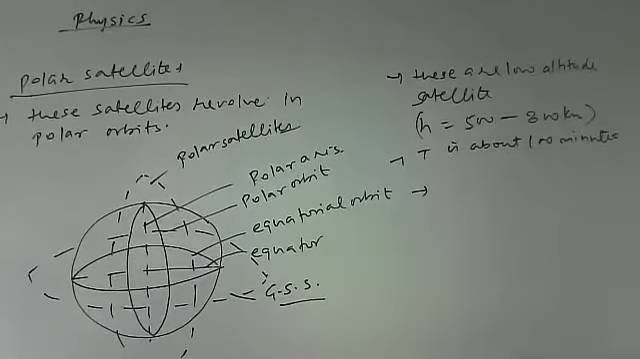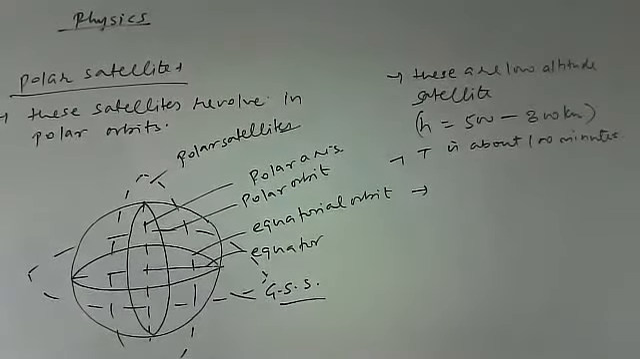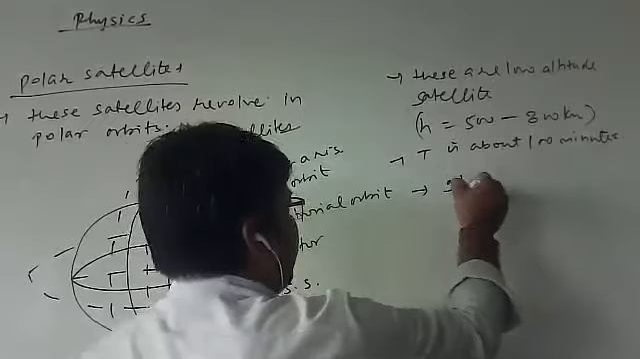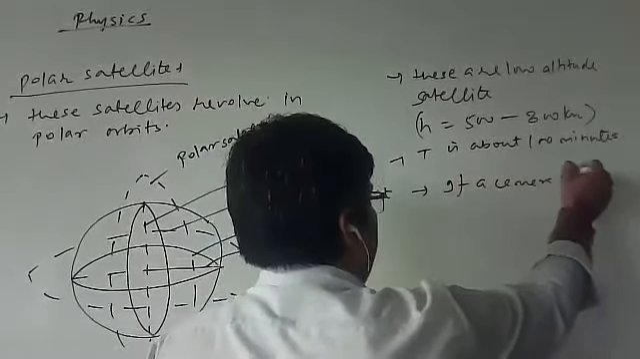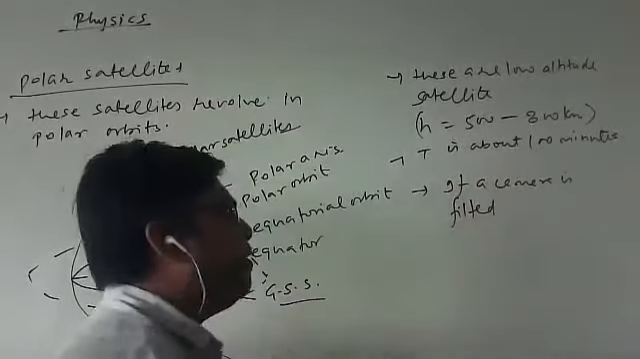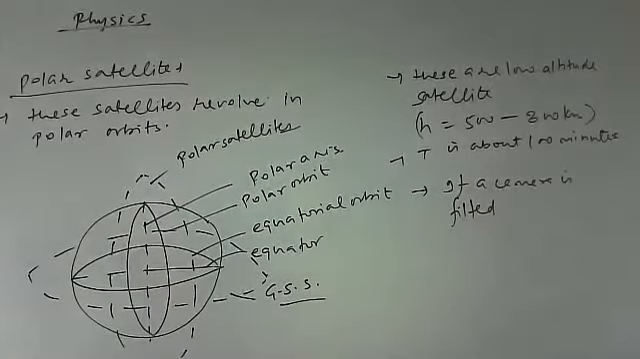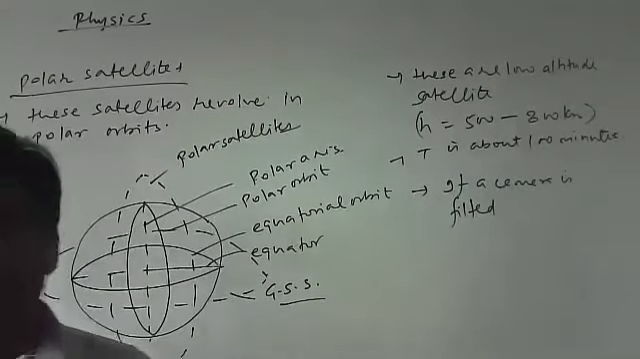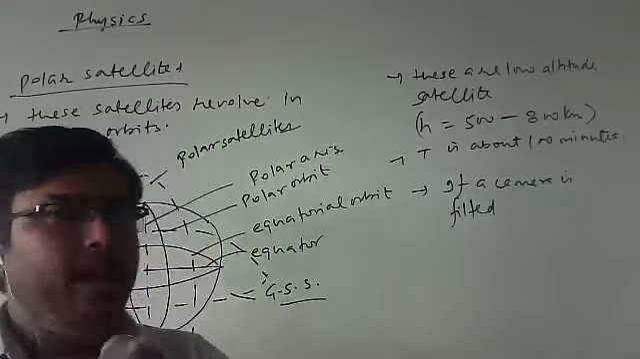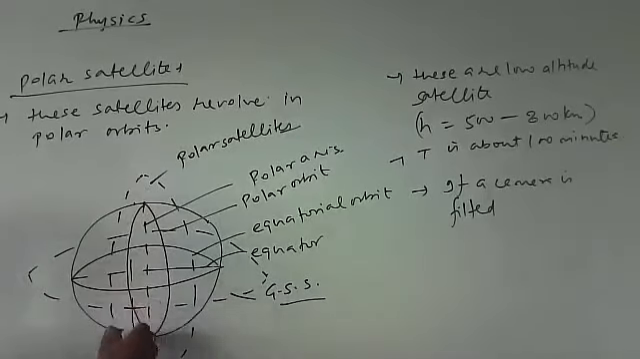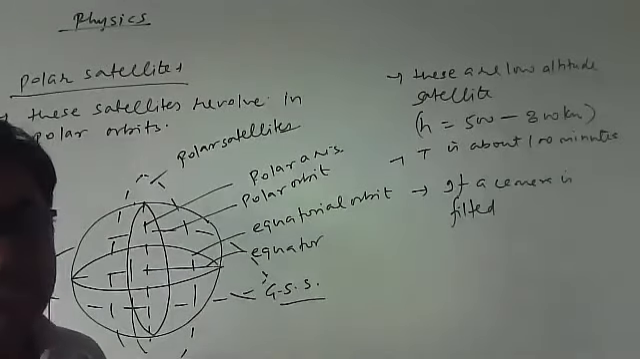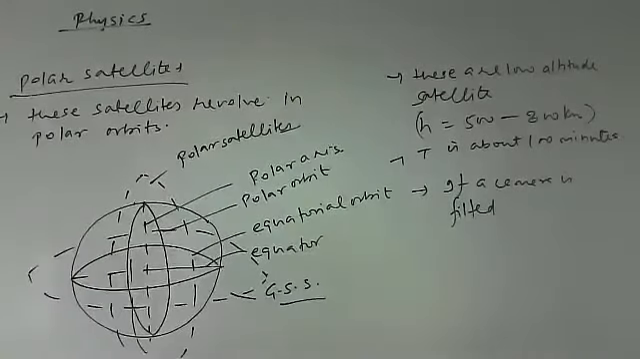And the basic use of polar satellites is for detective purposes. Please write this point. If a camera is fitted on a polar satellite, that is basically the purpose of a polar satellite, it can view only a small strip of the Earth in one orbit.